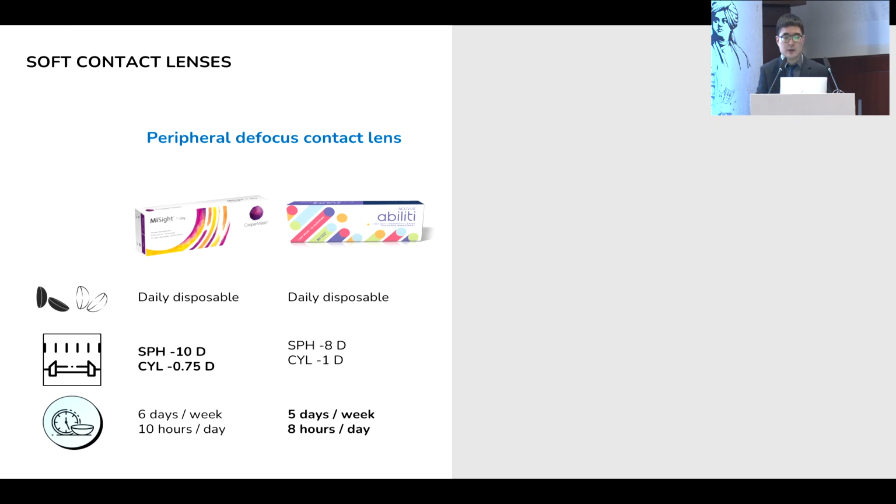The first one will be soft contact lenses, which work on the concept of peripheral defocus. The current 2 FDA-approved ones are the MiSight by Cooper Vision, as well as the Ability One Day by AccuView or Johnson & Johnson. In general, they each have their strength. As you can see, the range for the MiSight is slightly greater, but the duration of wear required to achieve the effect is slightly less for the Johnson & Johnson Ability lens.